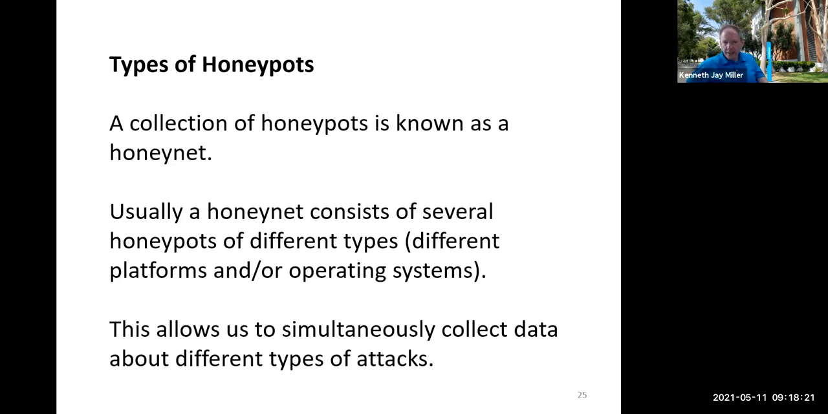Usually, a honey net will have a variety of honey pots. So different platforms, different operating systems, some may be routers, some may be firewalls that are able to be compromised. Windows, Linux, Mac, whatever. And this allows us to simultaneously collect data about all kinds of different types of attacks. So the honey net is really like the honeypot in multiplicity, where we have multiple things.